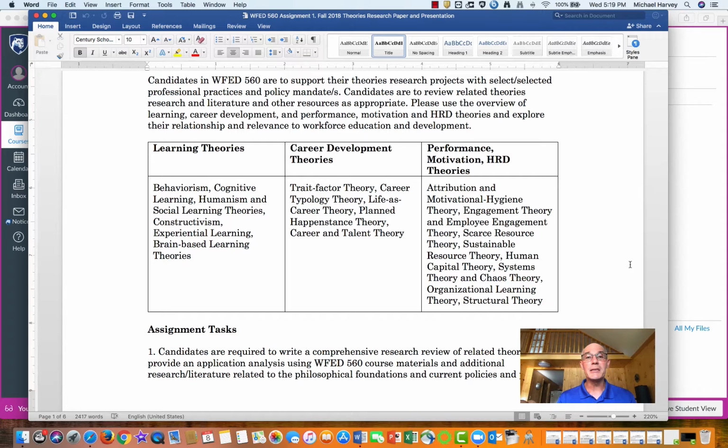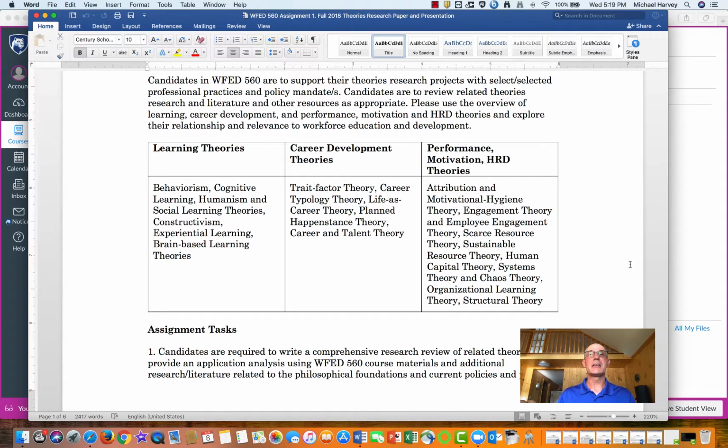In the career development theories, you have trait factor theory, career topology theory, life as a career theory, planned happenstance theory, and career and talent theory, and talent management is a piece of that as well under career development theories. Under the performance, motivation, and HRD theories, you have attribution and motivational hygiene theory, engagement theory, scarce resource theory, human capital theory, chaos theory, organizational theory, among others in that silo.